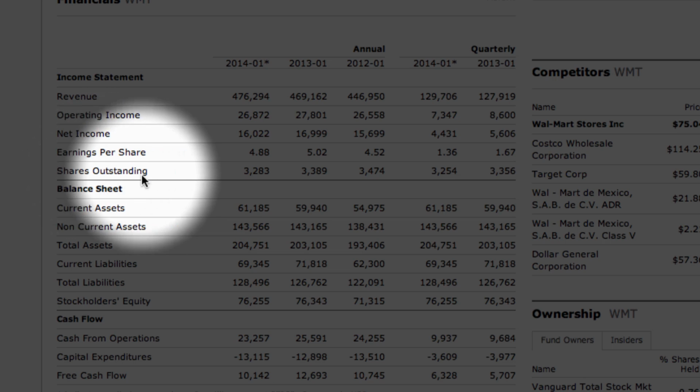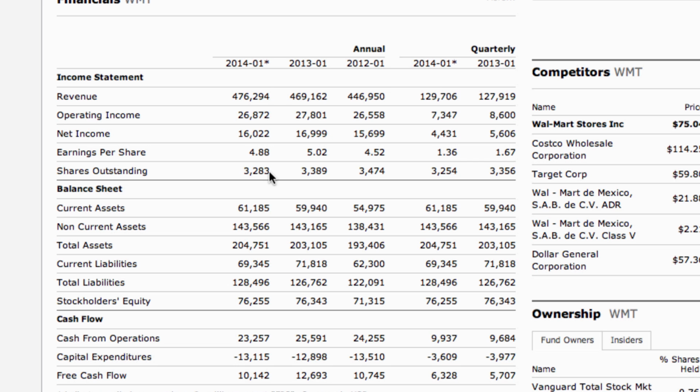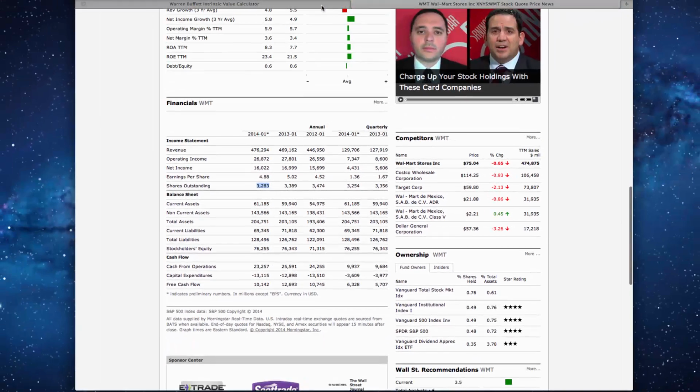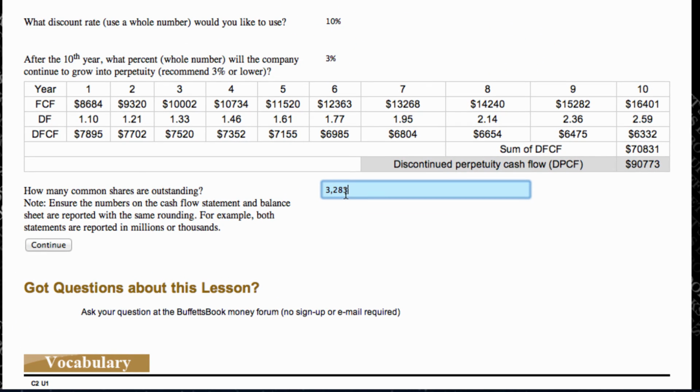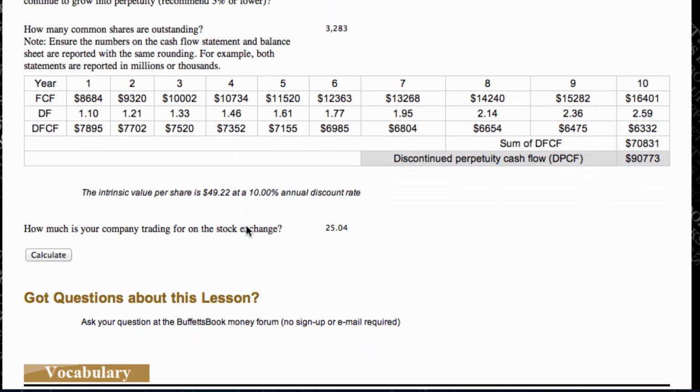And you can see that when we scroll down, right here it says shares outstanding, and you've got 3.2 billion shares outstanding of Walmart. And if you remember, we dropped all the zeros off, so we can just use 3,283 when we put that into our calculator. So I copied that number and pasted it into the field here. When I click continue, it's going to automatically figure out our intrinsic value based off of all those inputs. Okay, so right now the intrinsic value per share is $49.22 at a 10% annual discount rate.